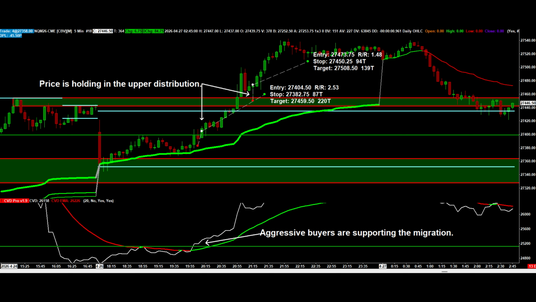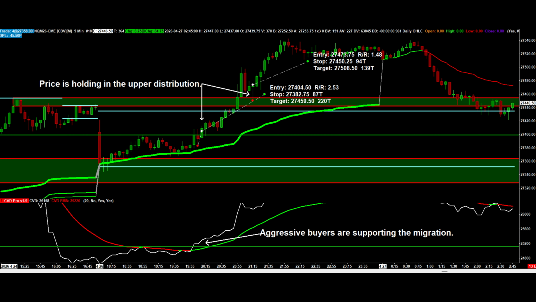Now we bring in CVD Pro. If CVD Pro is also pushing higher, that tells us aggressive buyers are also supporting the migration. However, we still do not chase. The trade location matters far more than the idea. The better opportunity usually comes on a pullback into the newly accepted value area or into a structural area where prior resistance begins acting like accepted support.